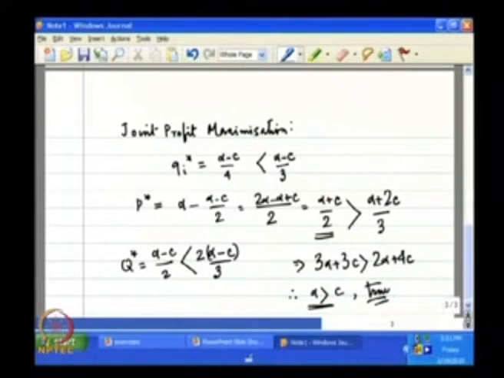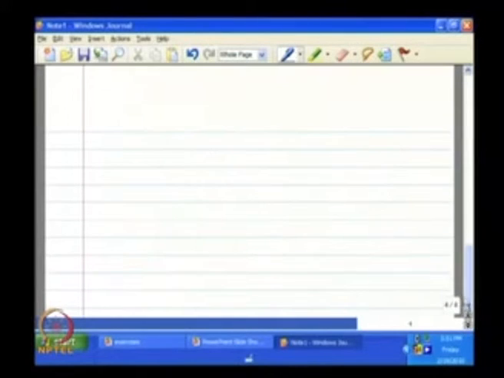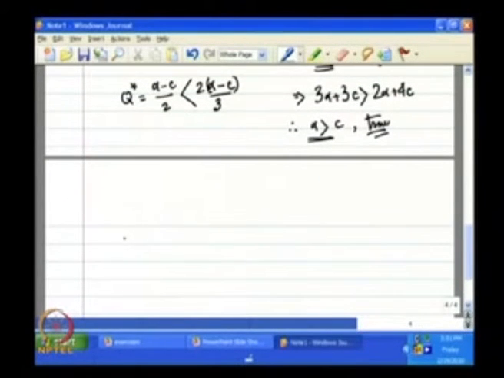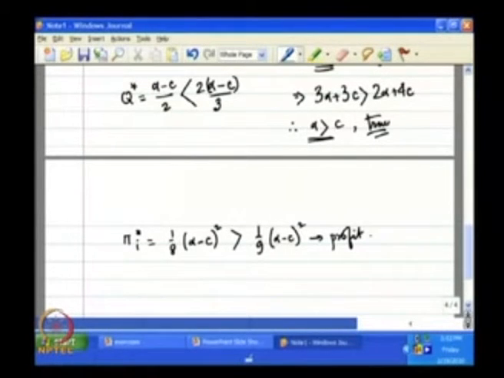So, basically price has gone up, total quantity has gone down, and what about the individual profits, because that is what the firms are after all maximizing. In this case, the individual profits we have calculated in the previous lecture, it was 1 divided by 8 times (alpha minus C) whole square, and this I know is greater than (alpha minus C) whole square divided by 9, and this is the profit under Cournot duopoly.